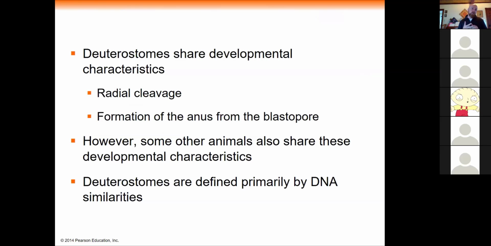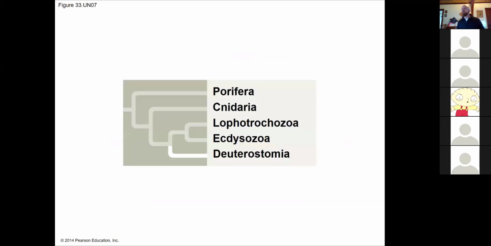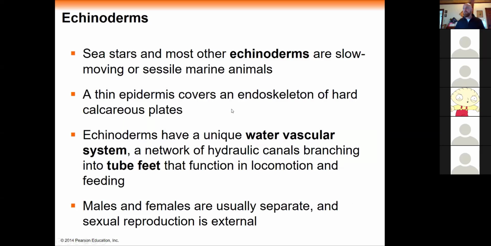Major differences: radial cleavage versus spiral cleavage of the embryos. Formation of the anus first from the blastopore. There are other animals who do have deuterostome development that are not in the deuterostome group. So we can define the group Deuterostomia only by genetics. So you can't just look at embryonic development. You got to go to genetics. So here we are in the last group. We did sponges, we did jellyfish, the Lophotrochozoans, the Ecdysozoans, and the deuterostomes.